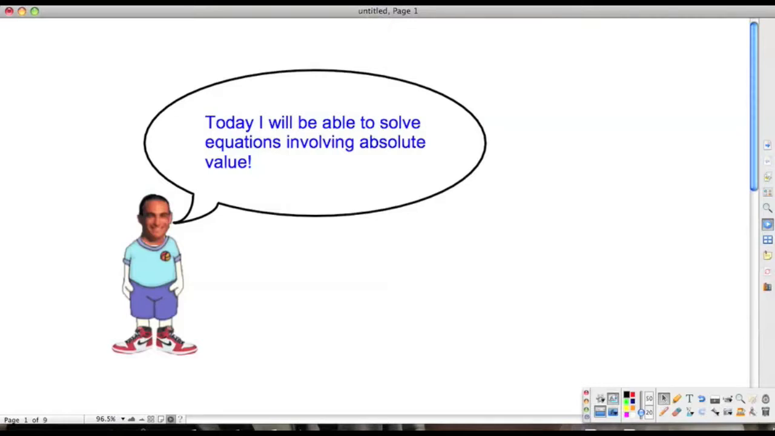So he is saying your objective. Your objective says, today I will be able to solve equations involving absolute value. And we will define absolute value a little bit later on. So let's get started here.